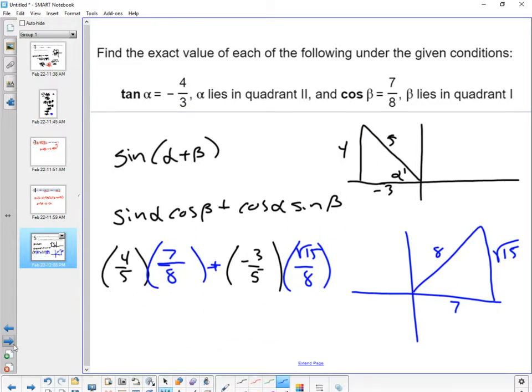You ready to keep going? Yeah, I'm ready. 4 times 7, 28 over 40, right? Yes. Minus 3 radical 15. I'm like, wait a minute. Because 5 times 4 is 40, right? 5 times 8 is 40. So the denominators are the same for both.